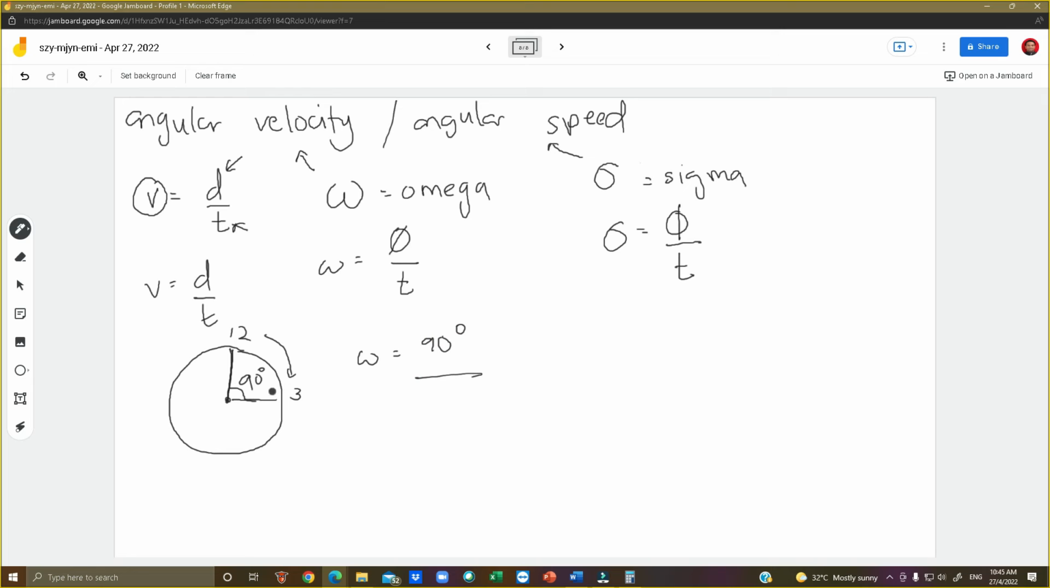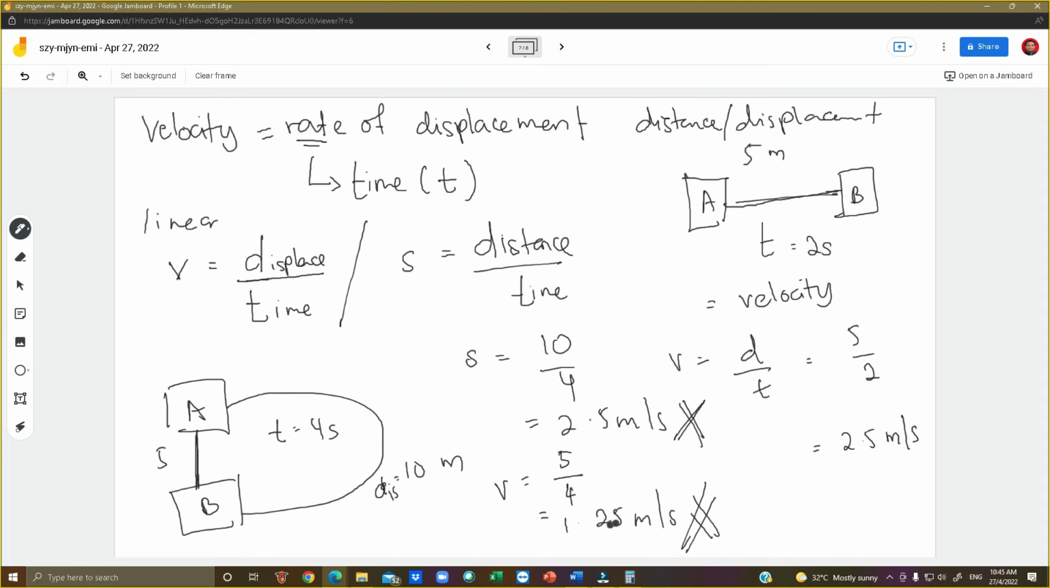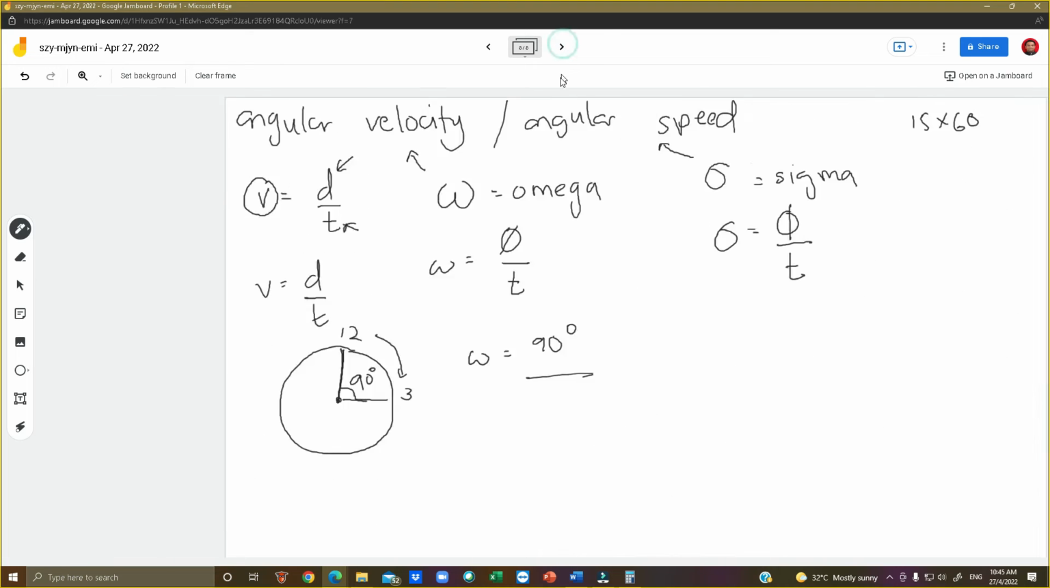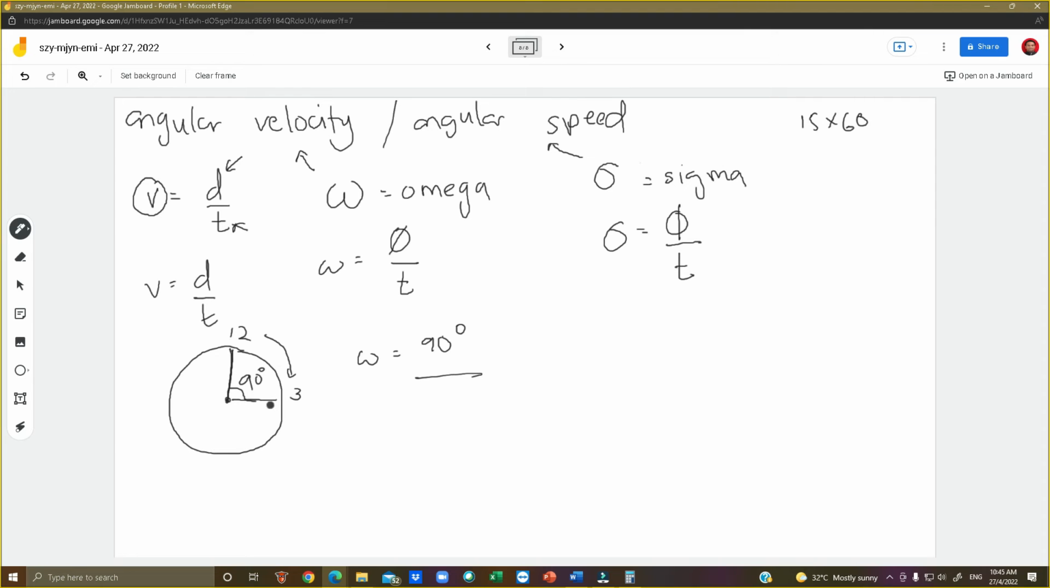Ni jarum minit. How many second does this jarum take? 15. 15 minit. Second? Pasal in linear, the unit is, tengok ni. So, when we talk about time, it is in second. So, unit untuk linear velocity is meter per second. Jadi, if the time given is in minute, you need to change that first to second. So 900, betul? 900, betul.